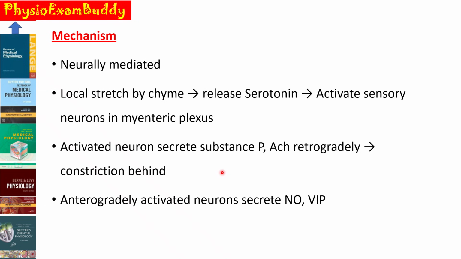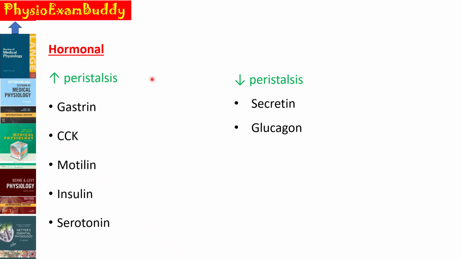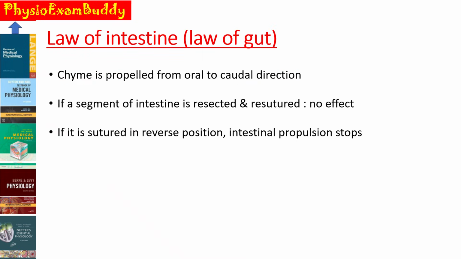So in the retrograde direction, it is contraction by substance P and acetylcholine, whereas in the anterograde direction, it is relaxation by nitric oxide as well as vasoactive intestinal peptide. And the main hormones which cause an increase in the peristalsis are gastrin, cholecystokinin, motilin, insulin and serotonin, whereas decreased peristalsis is due to secretin as well as glucagon.